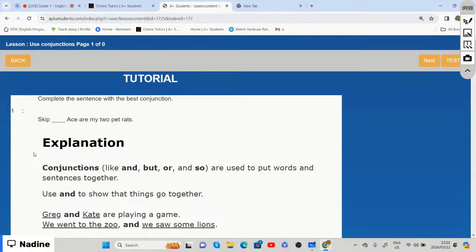All right. So we are using conjunctions, and we said conjunctions are words basically like and, but, or, and so. They are used to put words or sentences together. And we said that we use the word and to show that things go together. We use but to show that something is different or opposite. We use or to show a choice. And we use so to show that something happens because of something else.